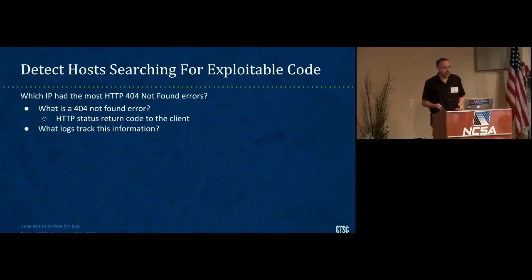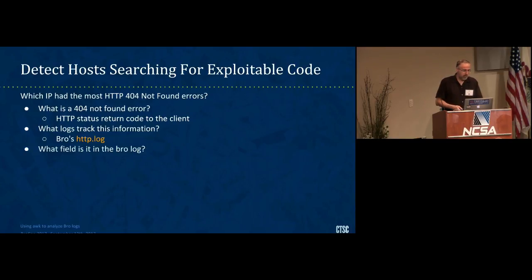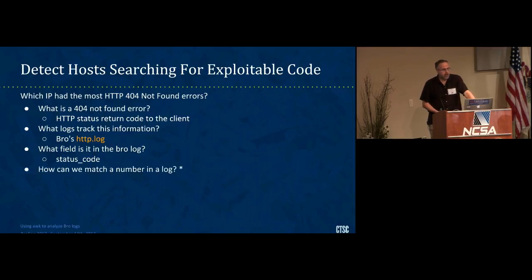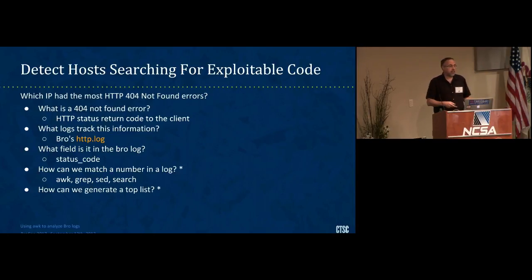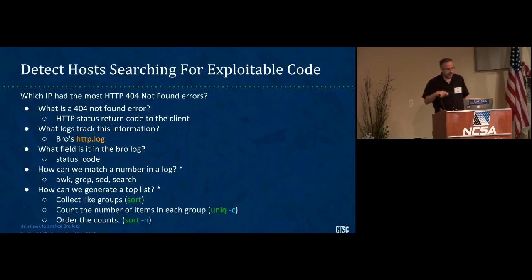So what logs can we look at to track this information? Bro's http.log. And what field is it in the Bro log? The status code. There's a column called status code that will show you all the return status codes that Bro detects in the HTTP protocol requests being made. Then how can we match a number in a log? Well, awk is probably the best option. You could also use grep and give it some context of the tabs around a 404, but the problem is you might match error things, which is why it's better to use awk, because you can be very specific, saying this column and this value in this column. And then how can we generate a top list, which will give us the information we're looking for? Well, we can collect the groups like we did with the IP addresses using sort, pass them into uniq -c, and then sort that list again.